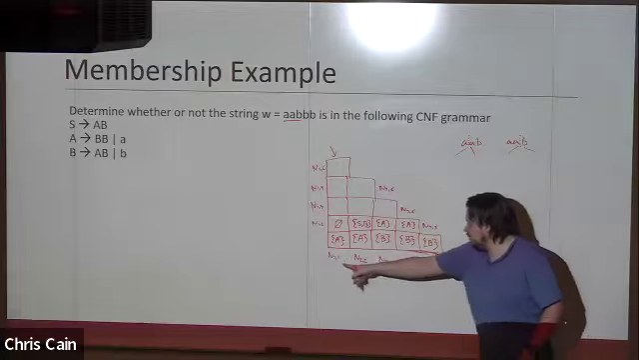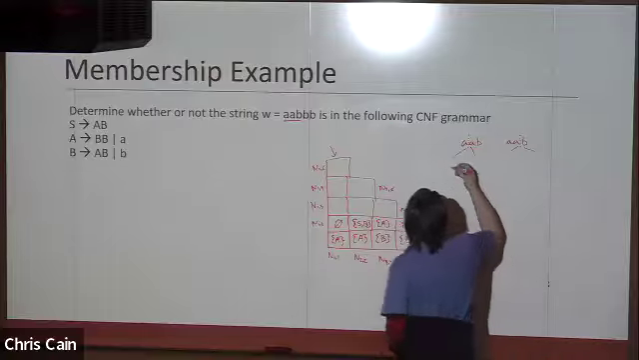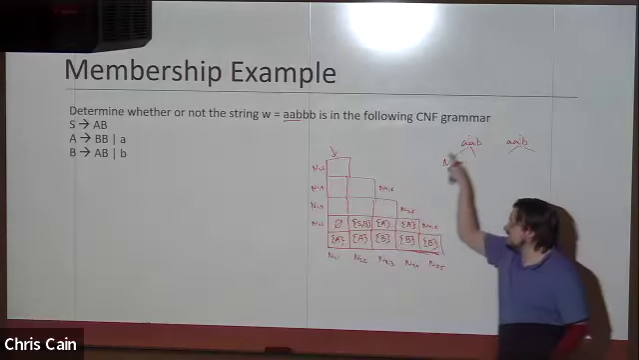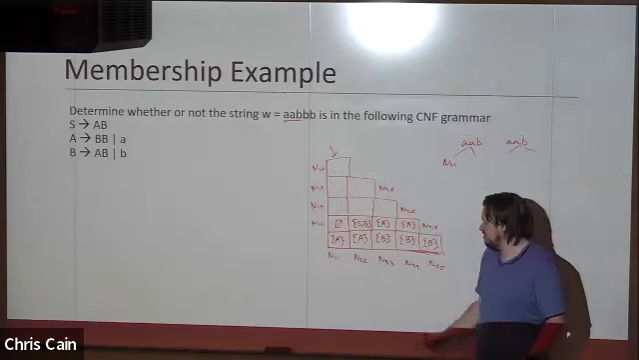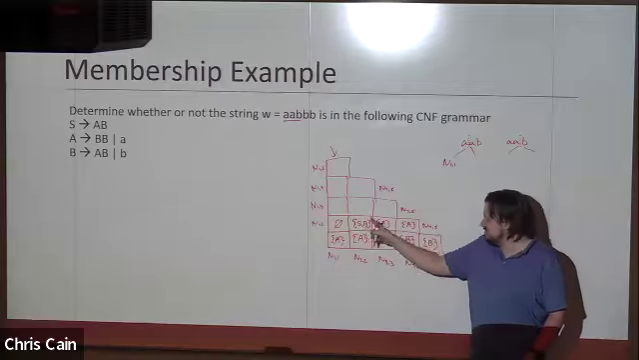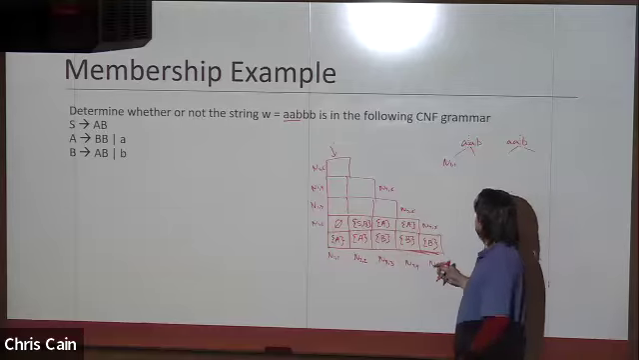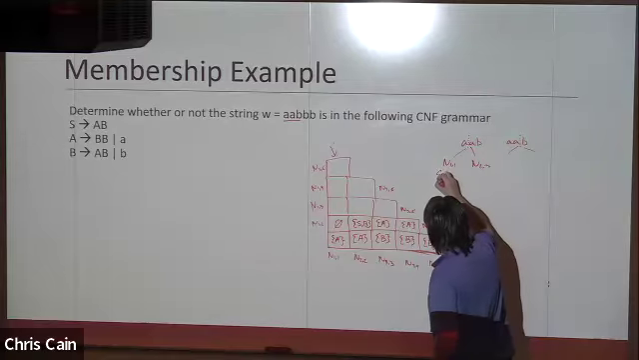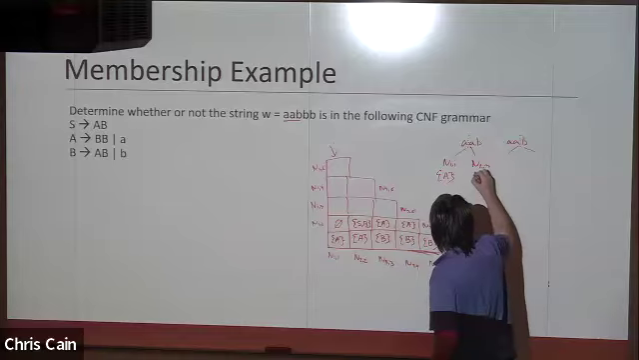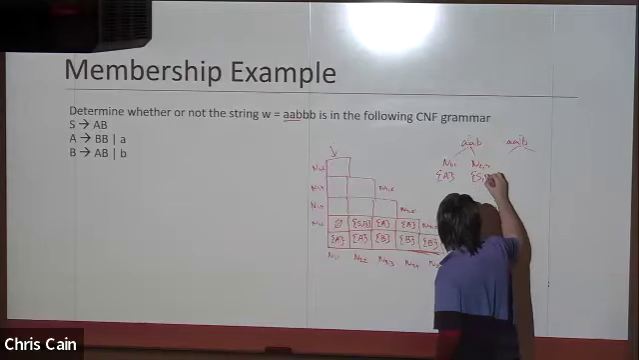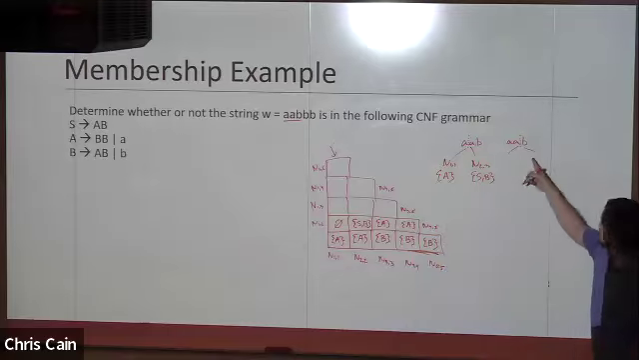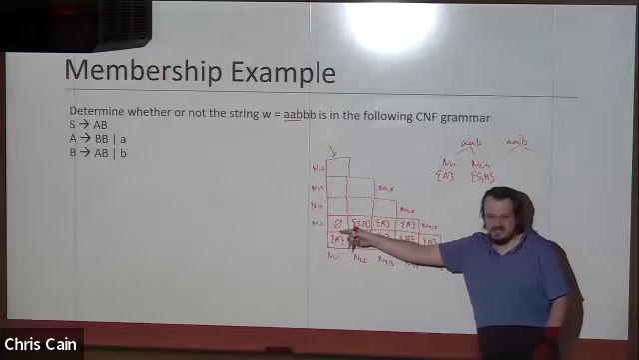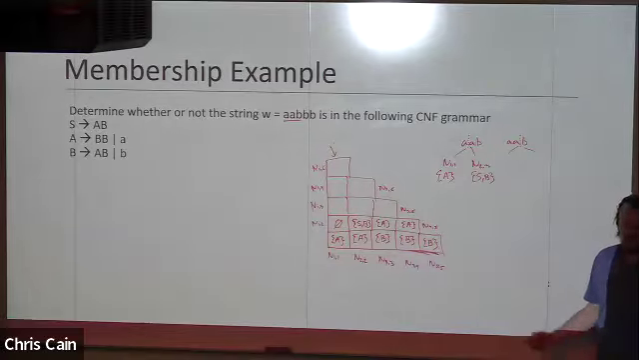This A is N11. This AB is the substring starting at position 2, ending at position 3, which is right there. That's this cell, S and B. So this was A. This was S and B. Looking here, this AA is N12, which is that cell right there. What's the empty set cross anything?